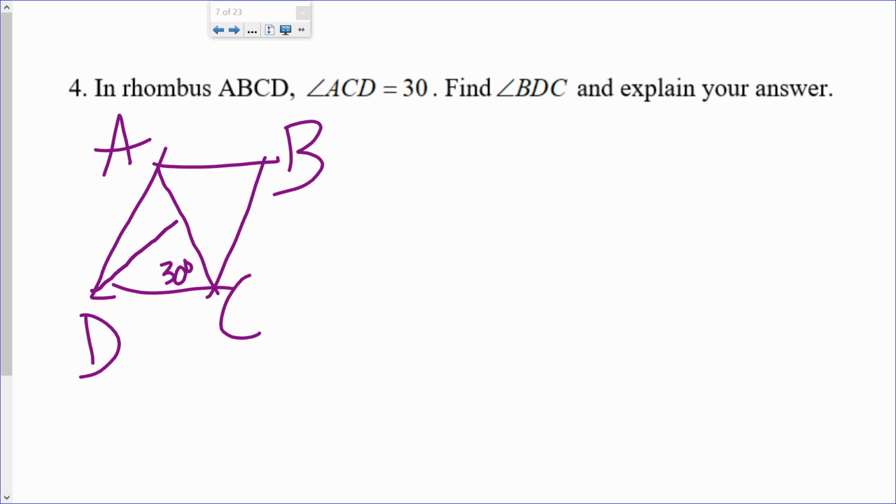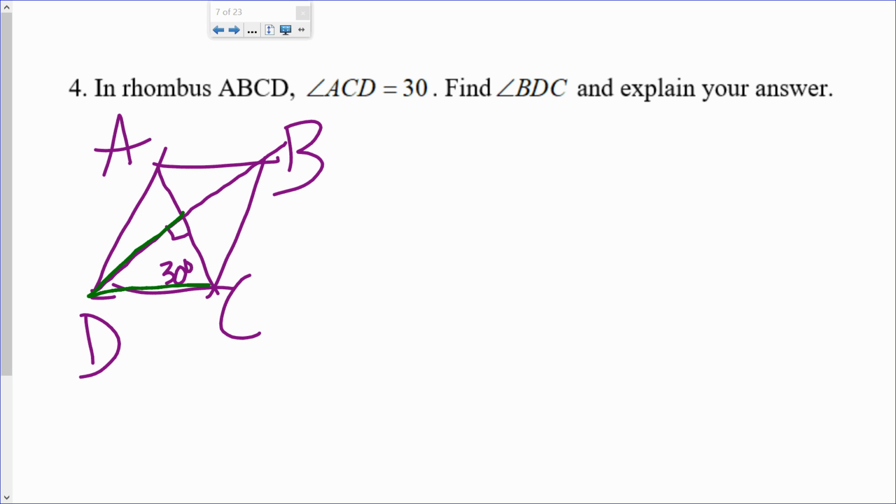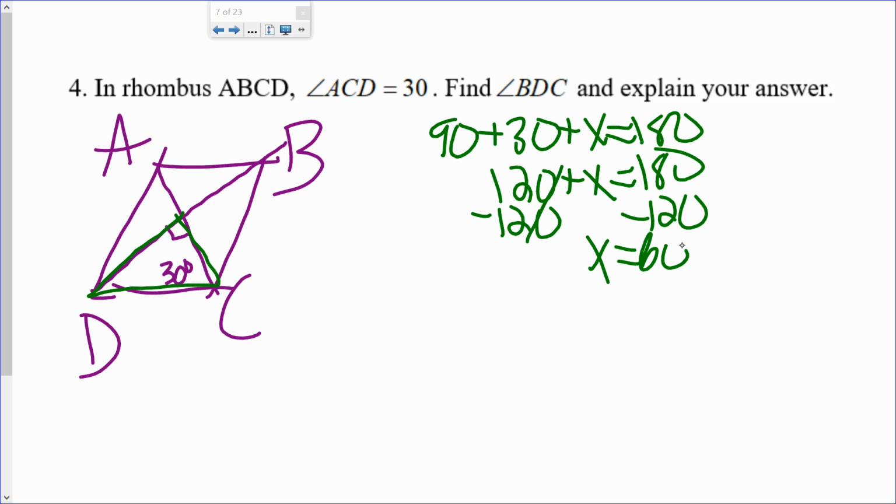All right, so let's take a look. I'm going to draw on the other diagonal. And I know that in a rhombus, the diagonals are perpendicular to each other. So now, within this picture, I see a right angle, which we kind of did in yesterday's lesson. And in that triangle, I have two angles, and I want to find the third. So 90 plus 30 plus x equals 180. The angles of a triangle add to equal 180. Minus 120, minus 120, x is 60.